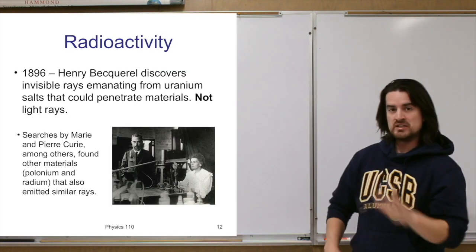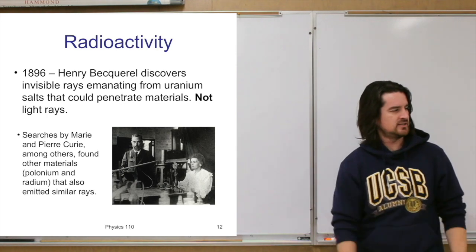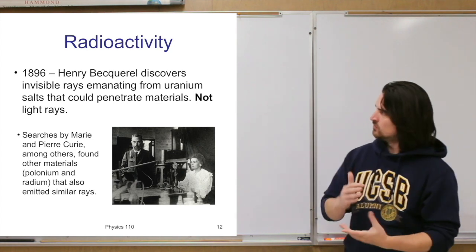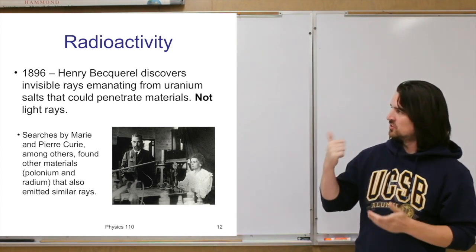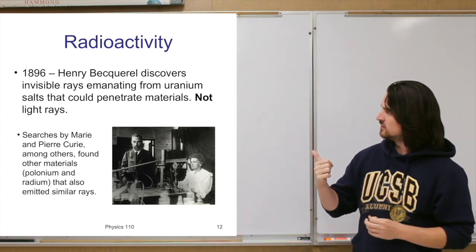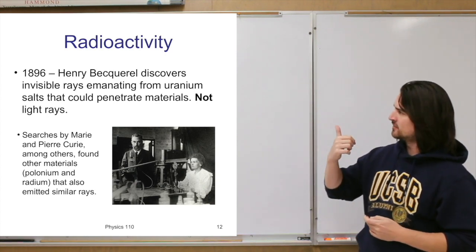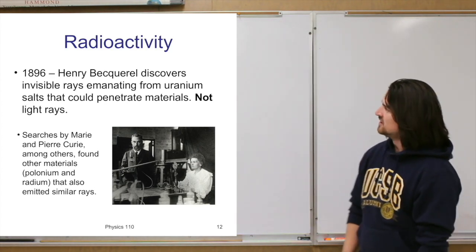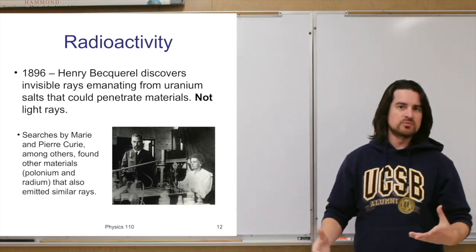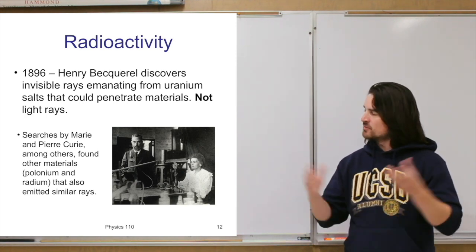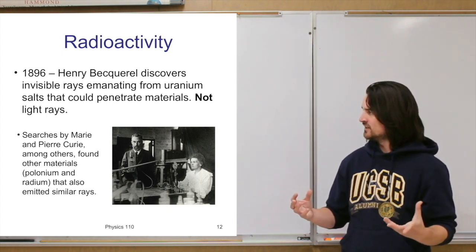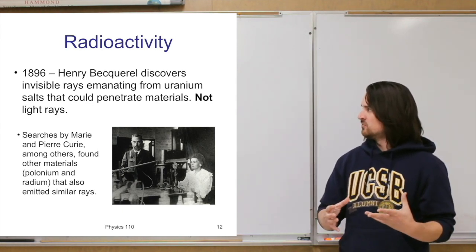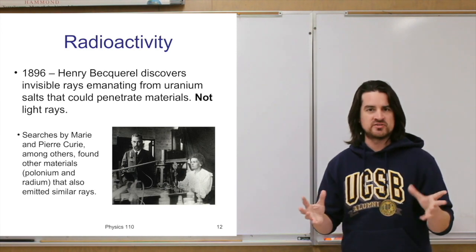All right, so now we're going to switch gears just a little bit and go towards nuclear physics. In the late 19th century, almost the 20th century, this guy, Becquerel, again, I'm bad with pronouncing names, so sorry, discovered that there were these invisible rays coming from uranium salts. He found that they could penetrate through different materials, but was able to determine that they weren't light rays. It wasn't any form of light.